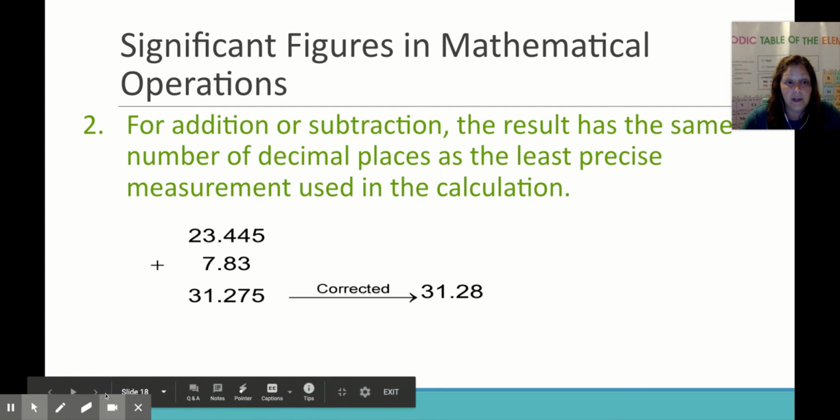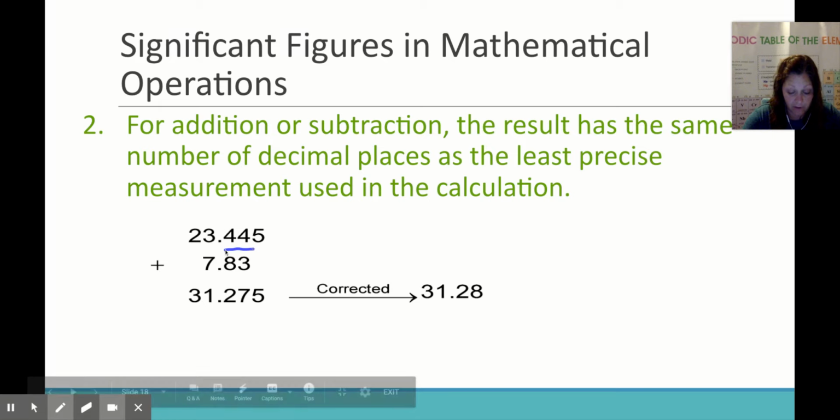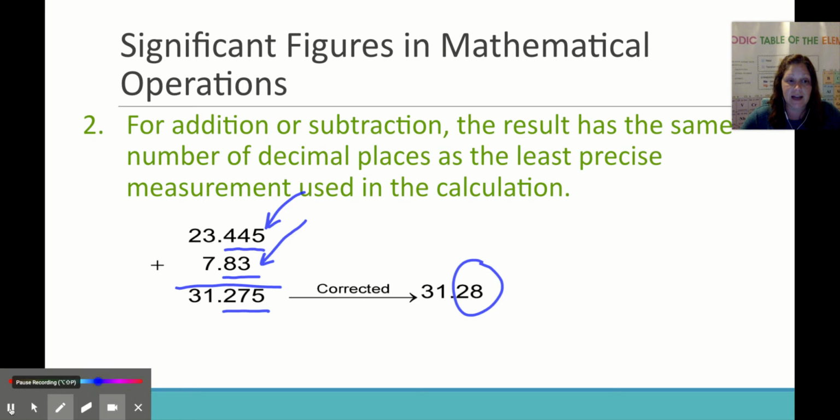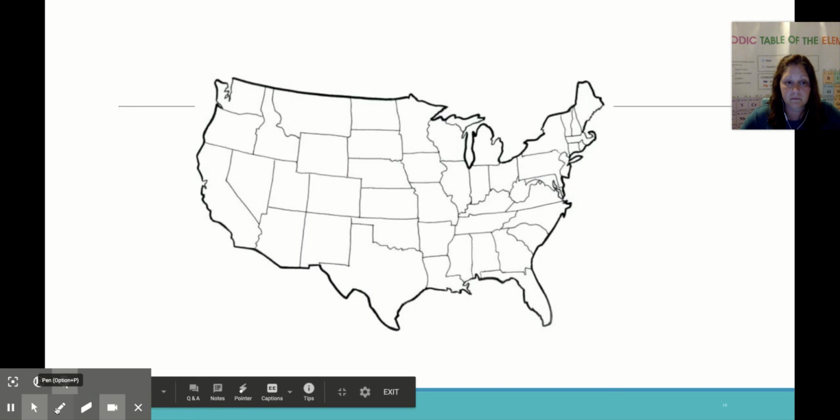When we are adding and subtracting, we actually look for how far out after the decimal our measurements go, and our final answer after we add will go only as far as the one that goes the least number of places. So this one goes 3 places after, this one goes 2 places after. Our correctly rounded answer can only go 2 places after the decimal.